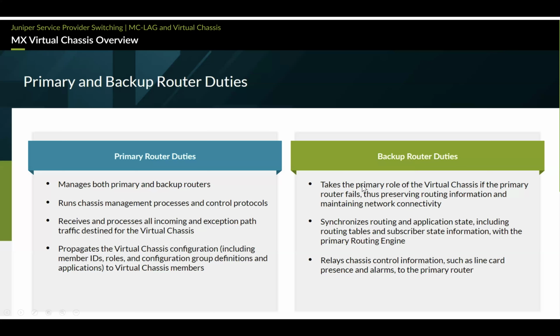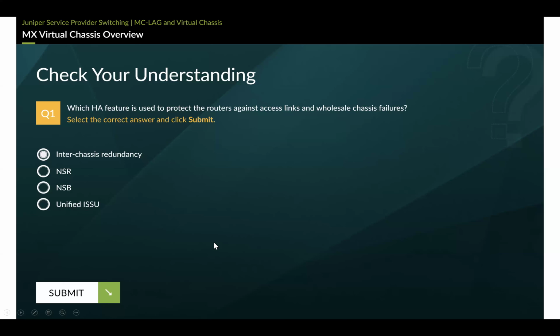And what is the duty of the backup router? It takes the primary role of the virtual chassis if the primary router fails. Simple. Thus preserving routing information and maintaining network connectivity. It synchronizes routing and application state, including routing tables and subscriber state information, with the primary routing engine. Basically, they are always communicating between them. It relays chassis control information such as line card presence and alarms to the primary router. So this is the duty of the primary and backup routers.